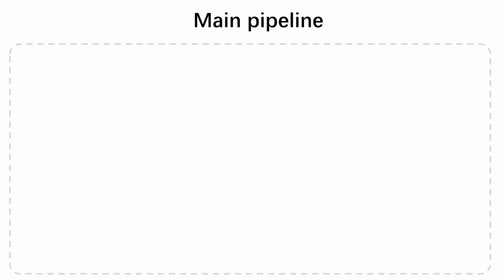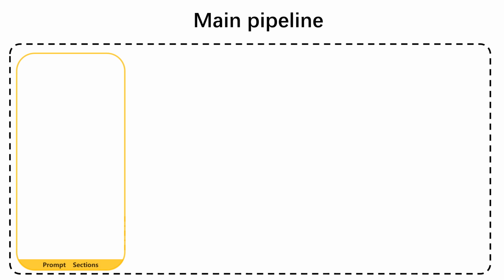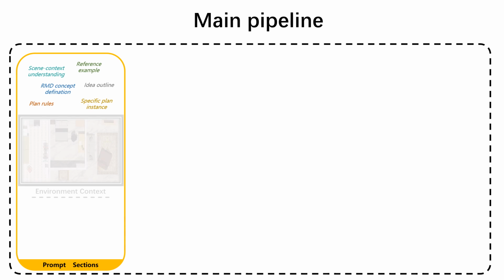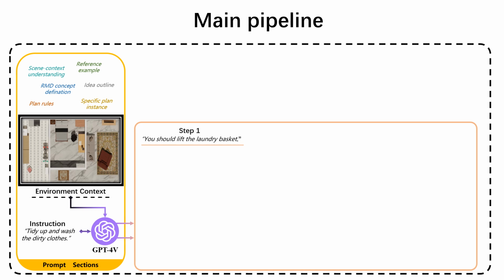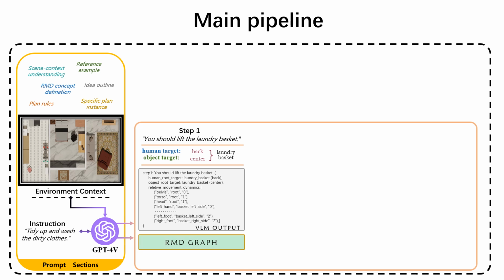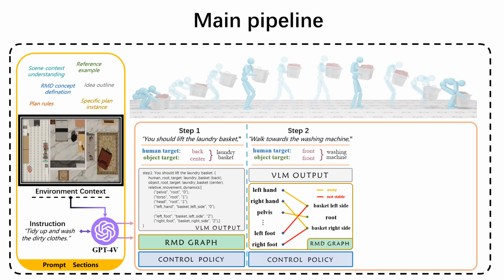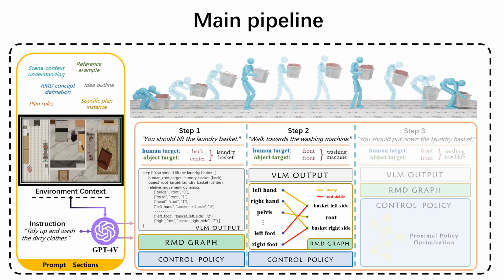The relative movement dynamics characterizes the spatial-temporal relationships between human body parts and object parts within each subsequence. To effectively represent RMD, we employ a bipartite graph structure in which each node corresponding to a human body part is uniquely connected to a node representing an object part. Edges in this graph explicitly encode the relative movement dynamics between these connected parts.